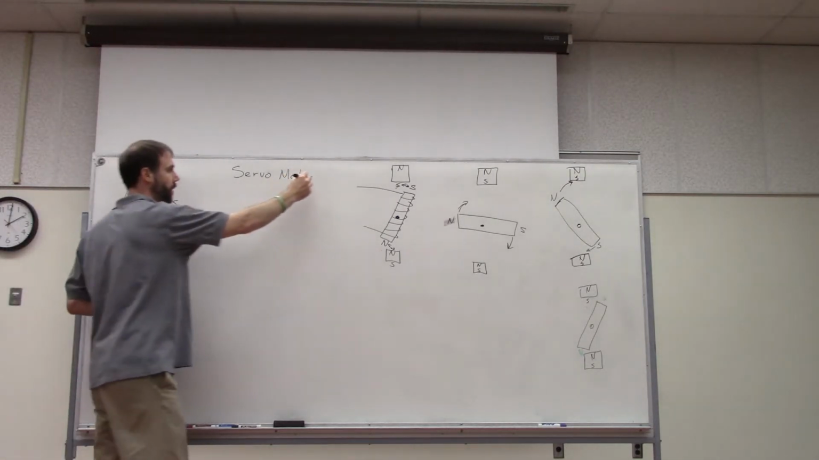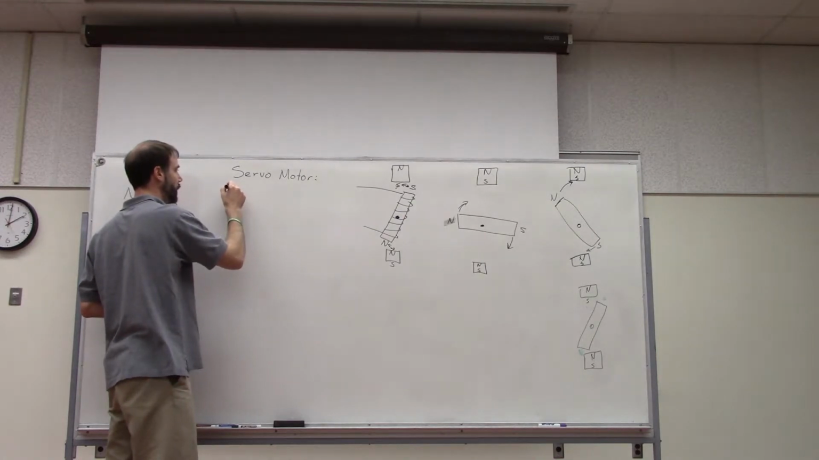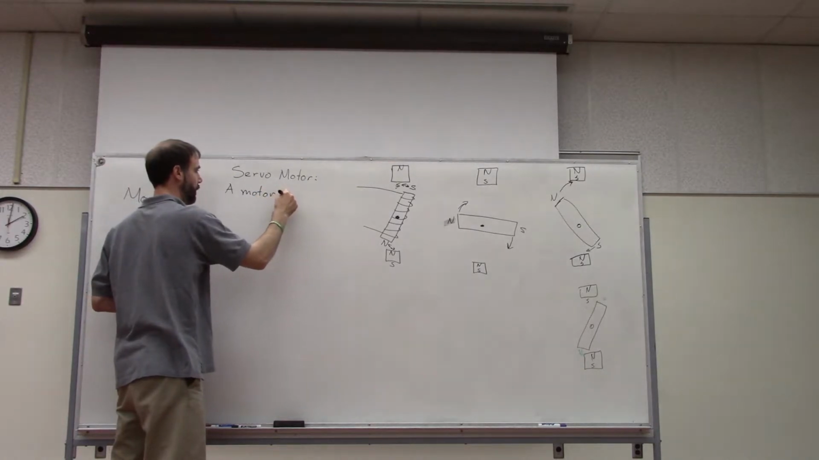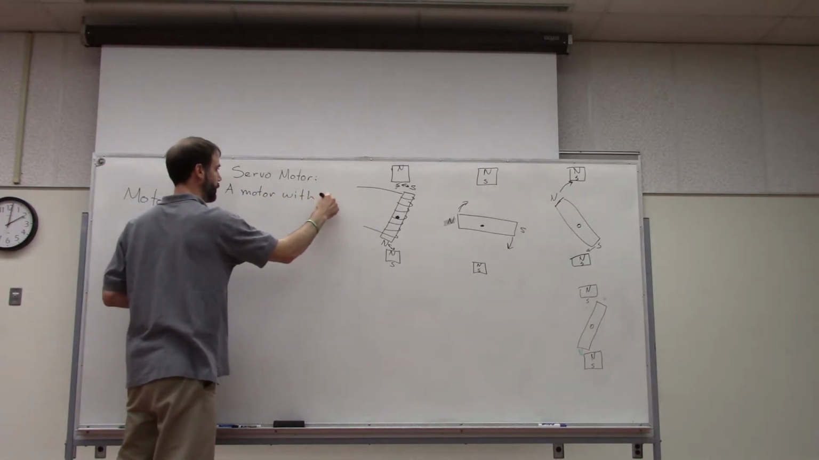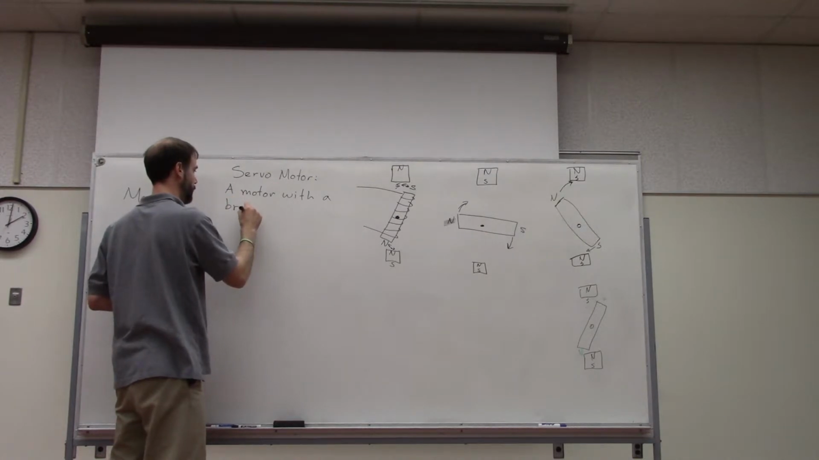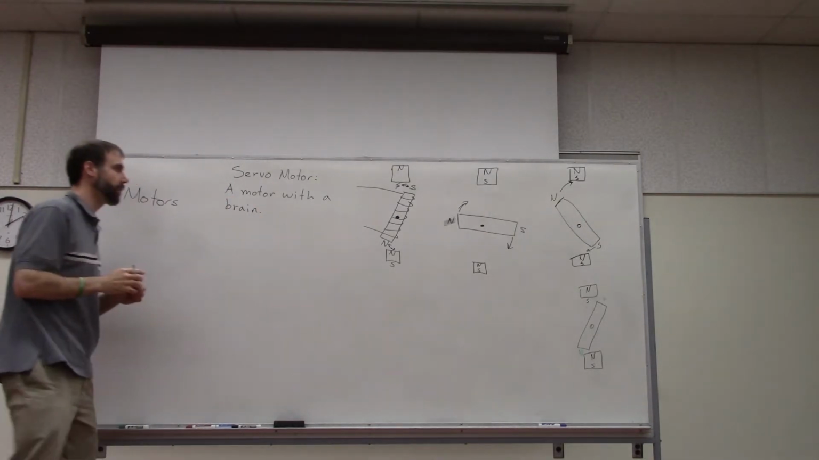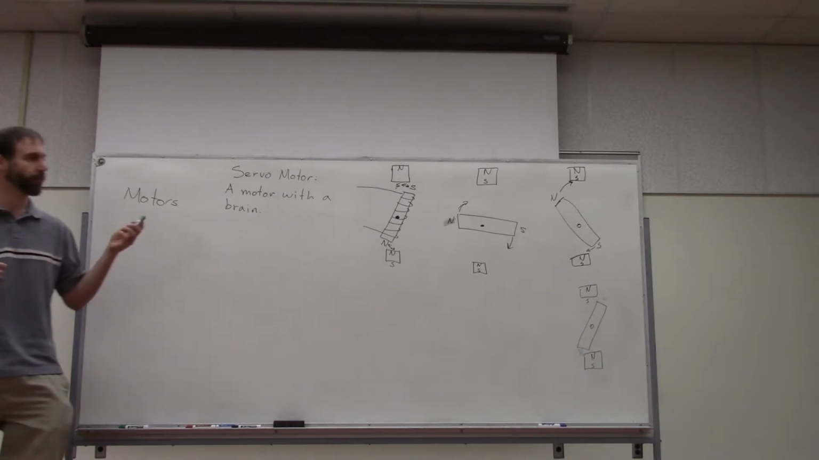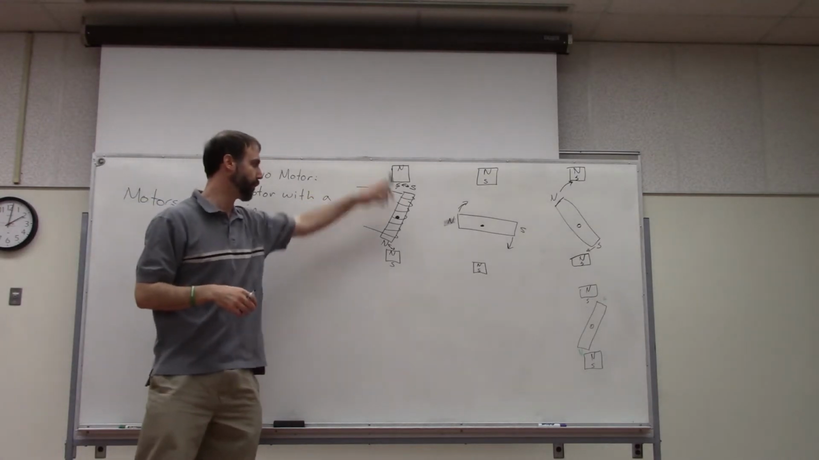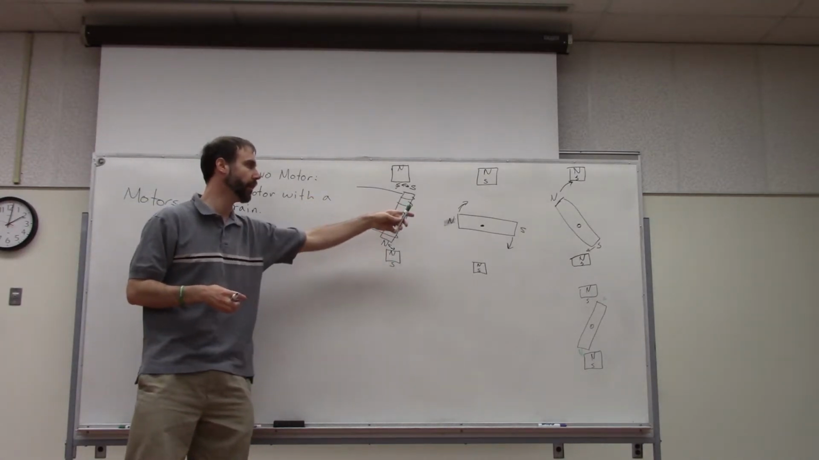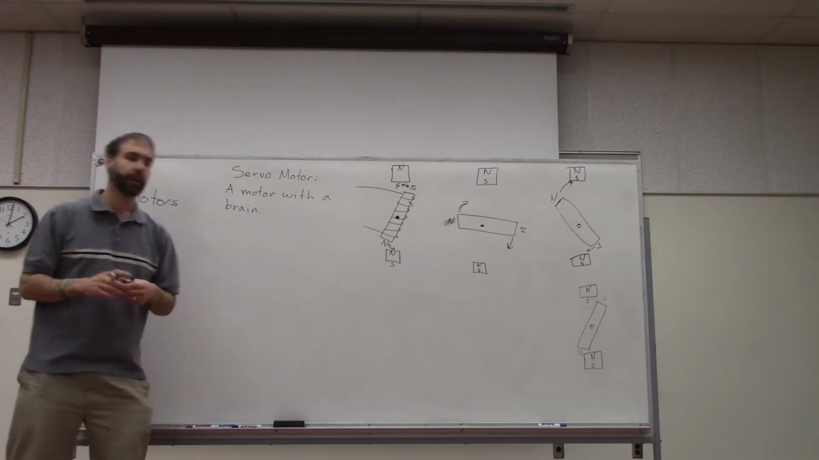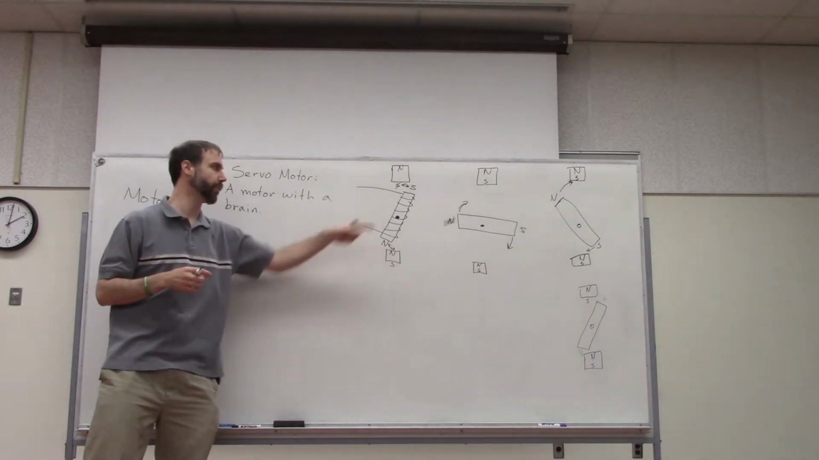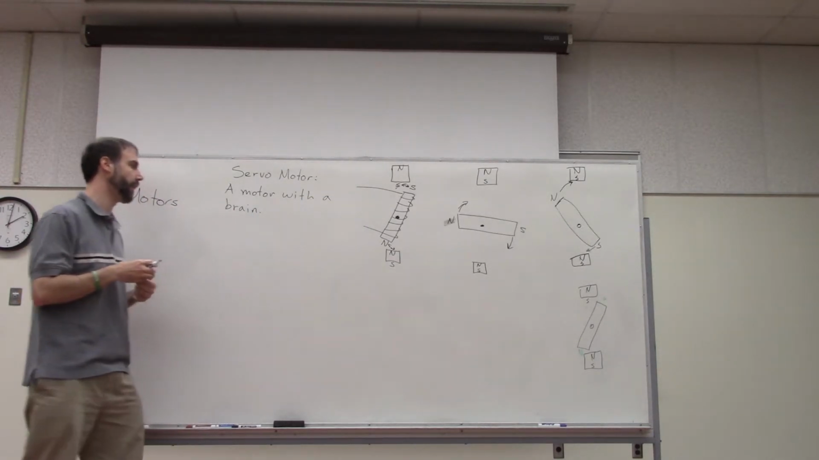A servo motor is a motor with a brain. Okay, so let me explain what I mean. A servo motor has the mechanical parts like we just talked about here. It's got the permanent magnets, it's got the electromagnet in there, but it's also got a little computer that controls the electricity that flows through this electromagnet. Okay?